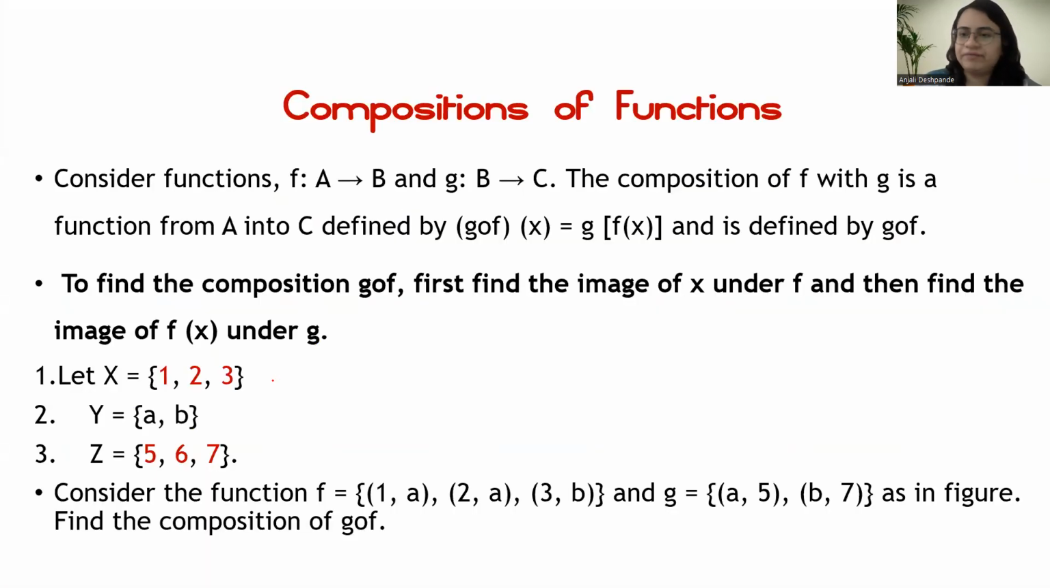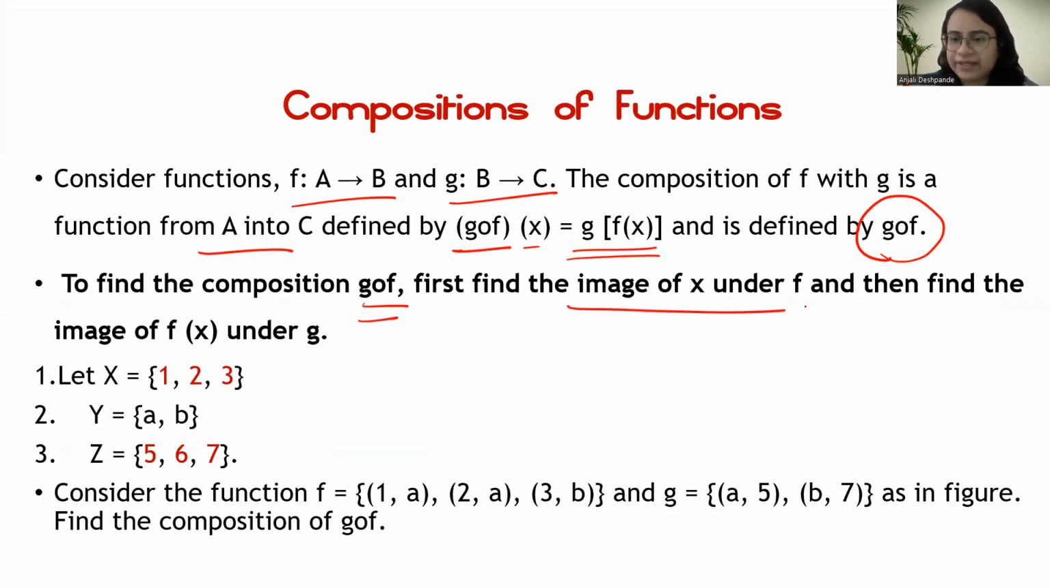So here the definition is given for composition. f is defined from A to B, g is defined from B to C. Then the composition of f with g is a function from A to C defined by g o f of x, which is nothing but g of f of x. To find the composition g o f, first find the image of x under f. This is very important. And then find the image of f of x under g. The same thing was explained earlier.